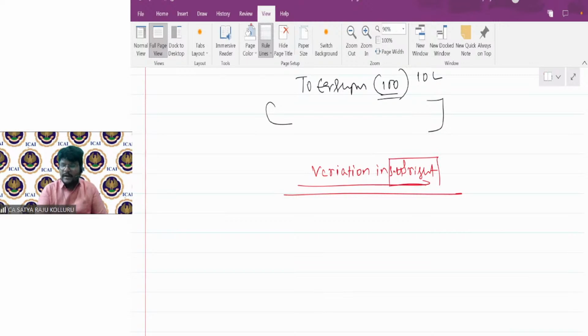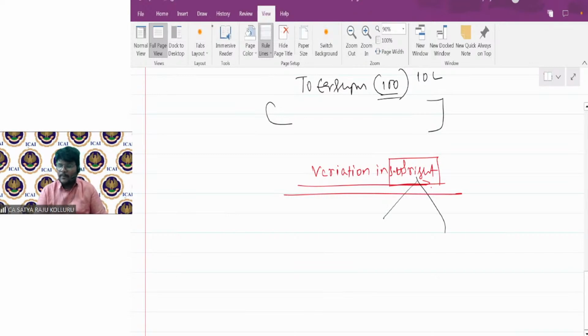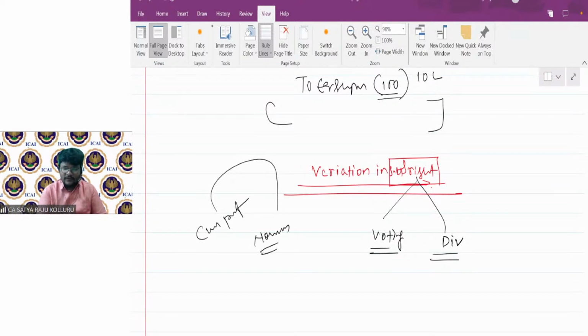Sir, shareholders' rights may vary in two forms. In one form, maybe there is a variation in dividend. There may be a variation in voting. Just for your convenience, sir, if cumulative preference shares are converted into non-cumulative preference shares, that is a variation. Sir, if 10% preference shares are converted into 5% preference shares, it is a variation of shareholders' rights with respect to dividend only.